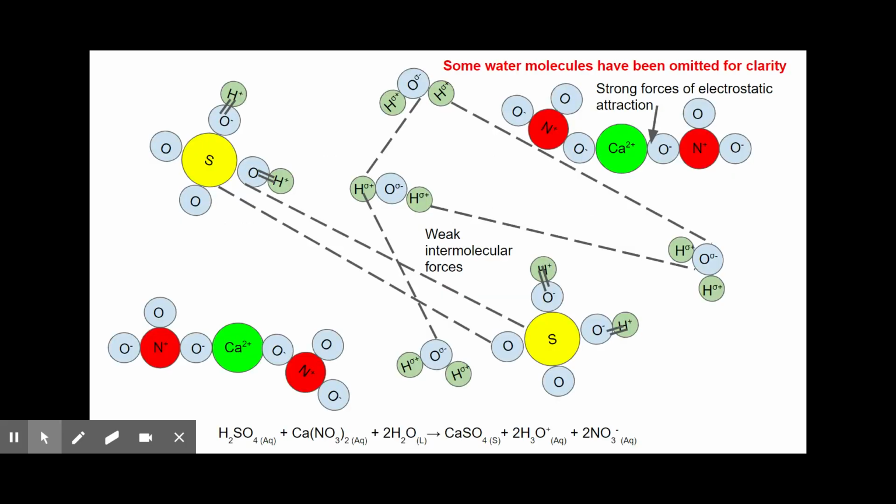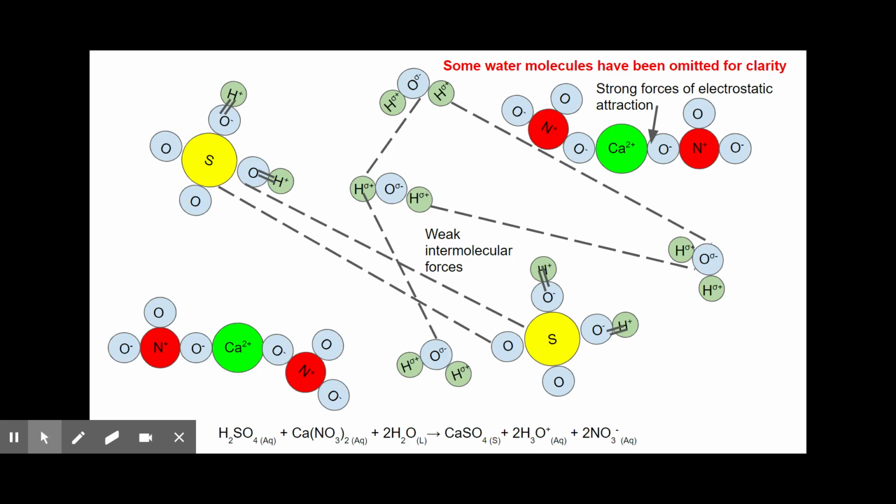The H2SO4 sulfuric acid molecules have weak intermolecular forces of attraction between discrete molecules and strong covalent bonds, which are electrostatic in nature, between the hydrogen and oxygen atoms, whereas the calcium nitrate has strong electrostatic forces of attraction between the Ca2+ and NO3- ions.